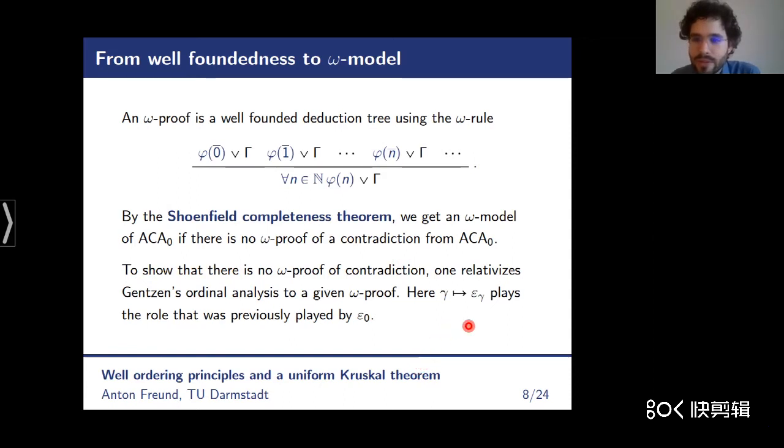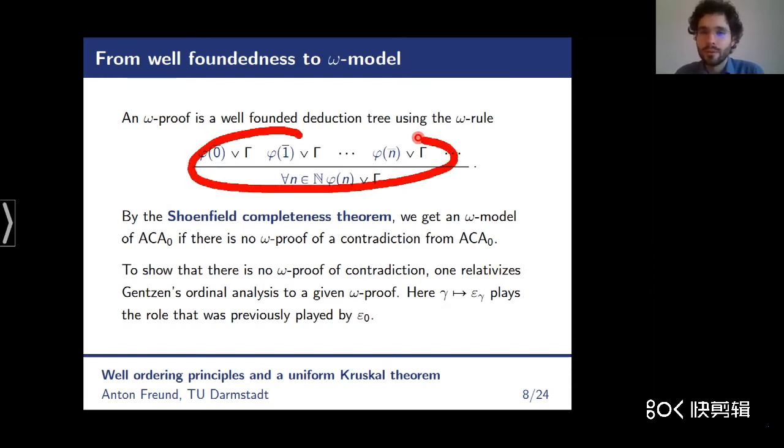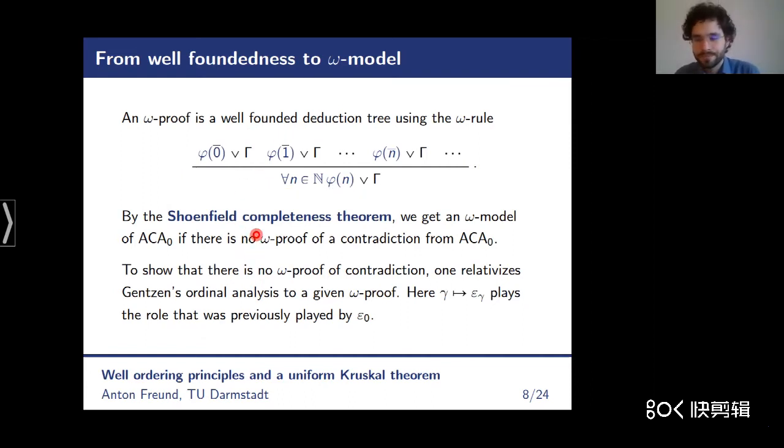And what we can do is we can simply relativize Gentzen's ordinal analysis to a given omega proof. So previously, Gentzen was concerned with finite proofs in Peano arithmetic, but if we relativize his arguments, then we can make them work with an arbitrary infinite omega proof as input. And where Gentzen previously used his ordinal epsilon 0, we must now, after this relativization, use this transformation gamma goes to epsilon gamma.